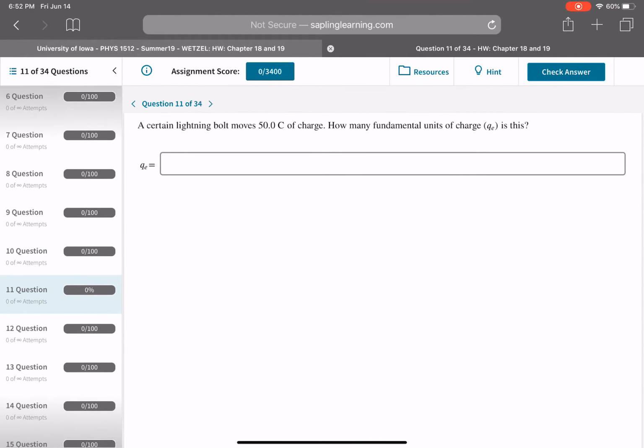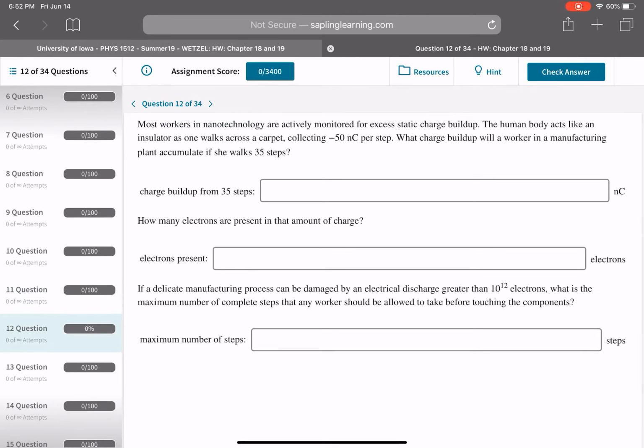Okay, and let's go to 12. Most workers in nanotechnology are actively monitored for excess static charge buildup. The human body acts like an insulator, so as you're walking across a carpet, it's building up charge because it can't conduct off of it. Workers collect 50 nanocoulombs per step. What charge buildup will a worker in a manufacturing plant accumulate if she takes 35 steps? So you're just going to take 35 times minus 50 nanocoulombs, and then that'll give you the number of nanocoulombs. For the first one, how many electrons are present in that?